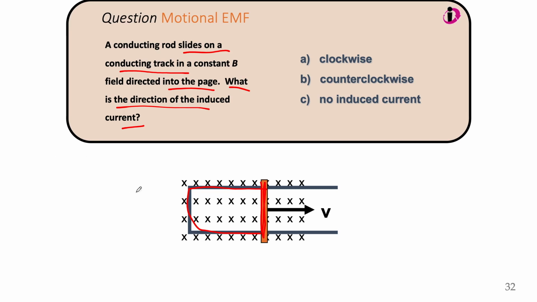Okay, so now look at the area. If we think about it in terms of flux, now look at this area. As the rod moves to the right, this area is actually getting larger and larger. So the flux is increasing, and the magnetic field lines are into the page. So the loop, the circuit, will try to decrease the flux to oppose the situation. To decrease the flux, it will create magnetic field lines that are opposite to these ones, which are going to be out of the page. So the magnetic field lines induced will be out of the page.